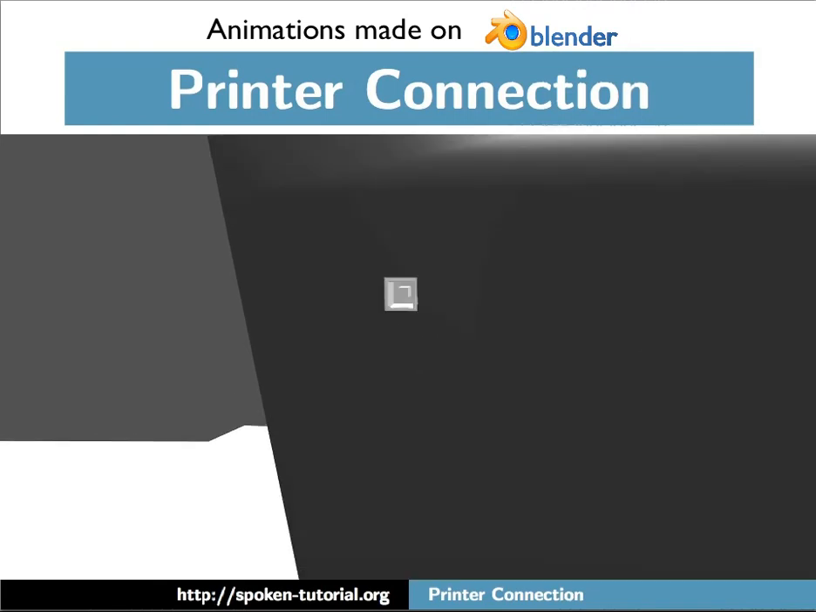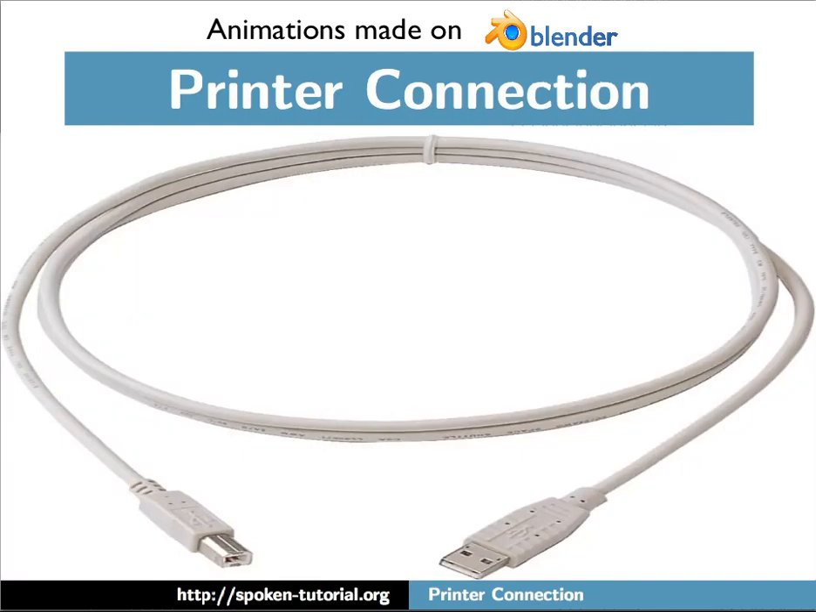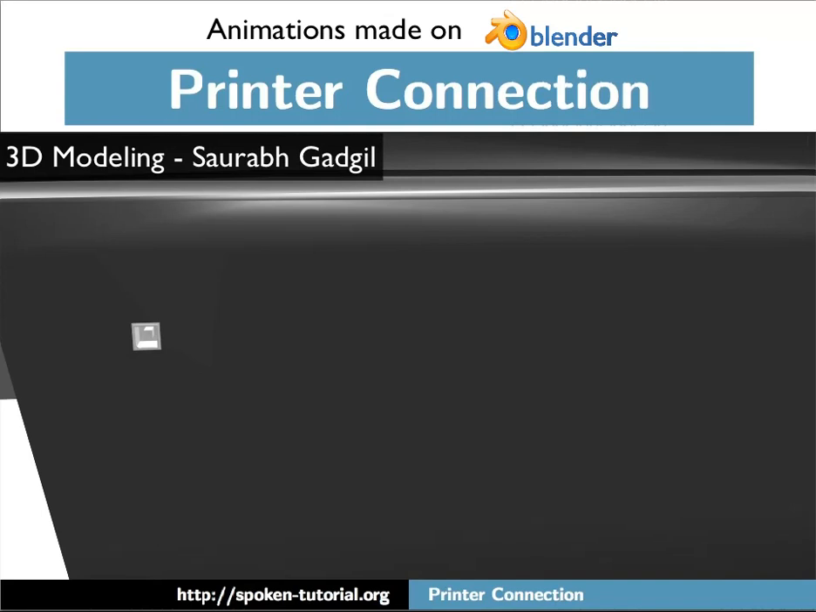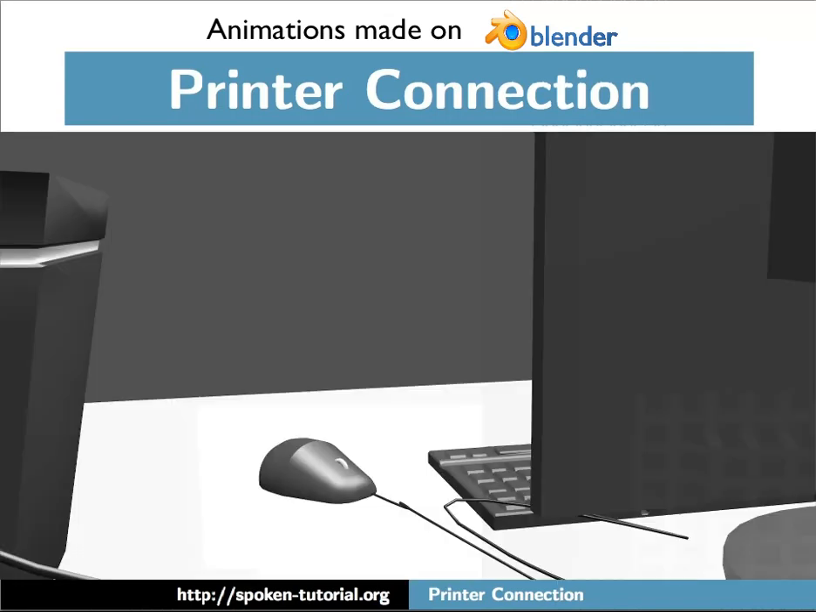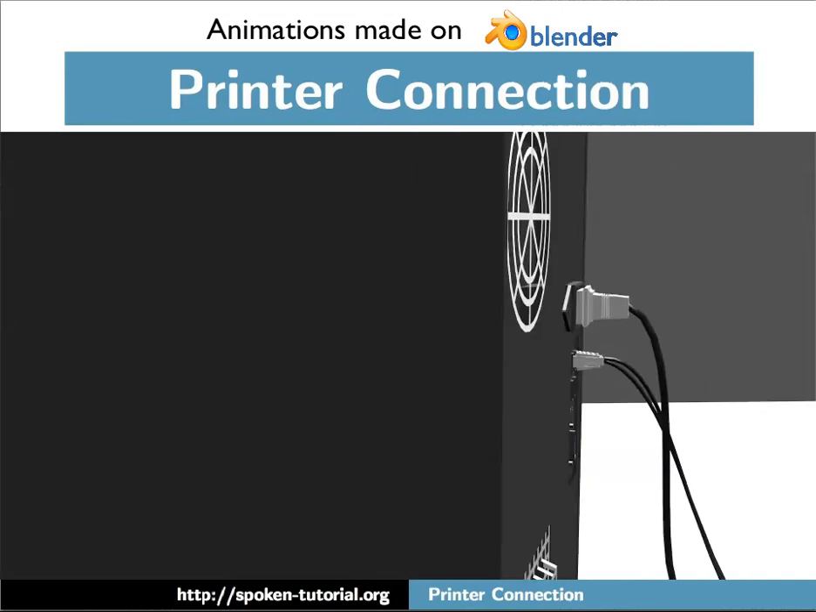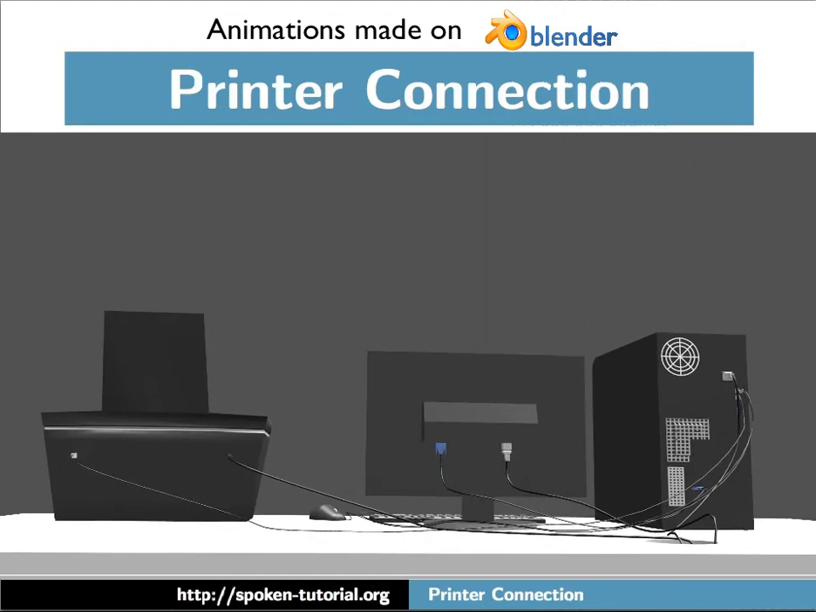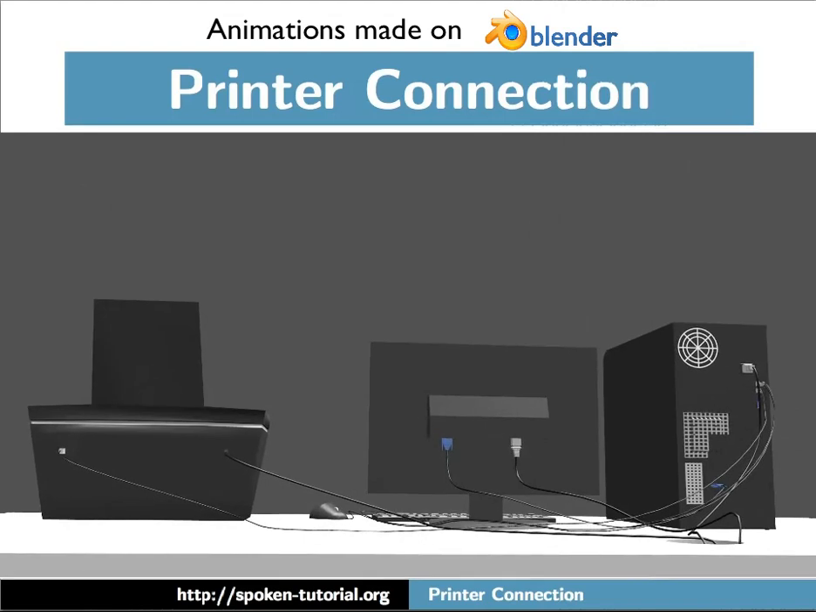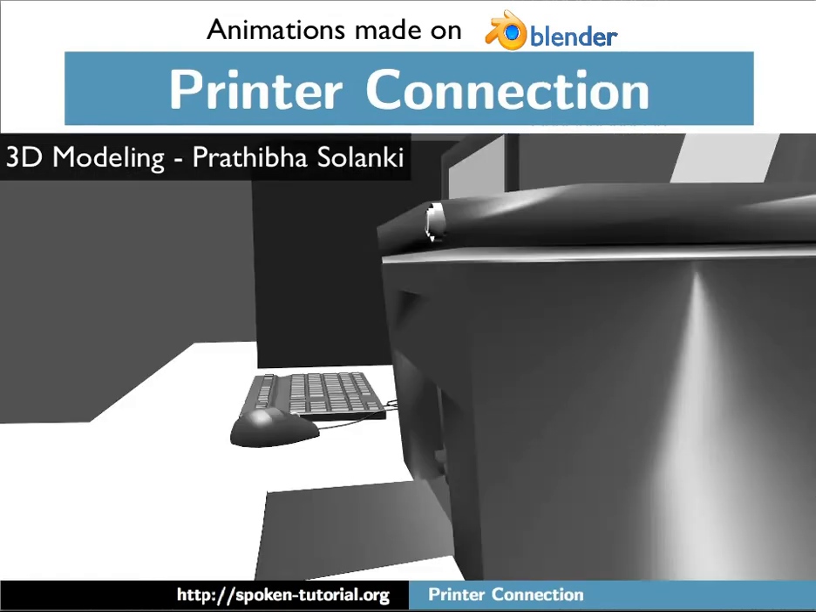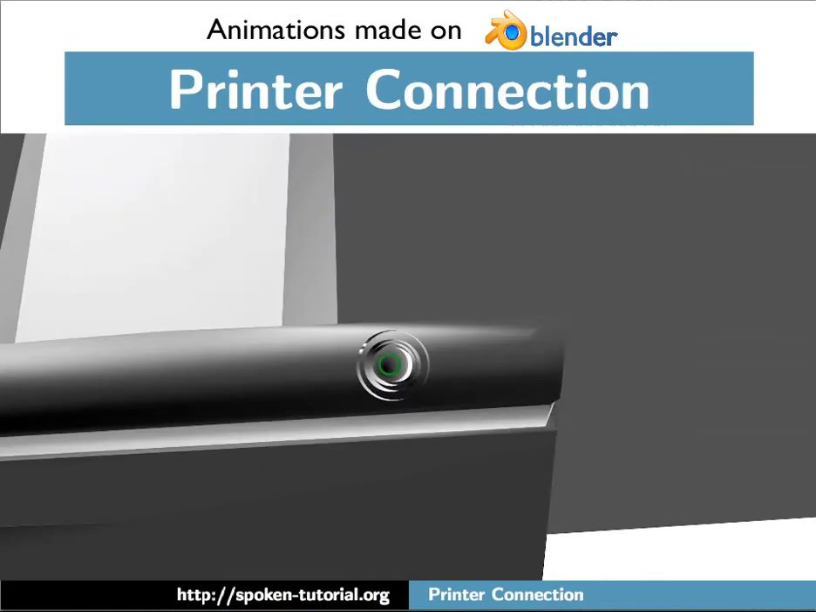To connect a printer to a computer, we have to use a USB cable. Let's connect the USB cable to the printer. Now, let's connect the other end of the cable to the CPU's USB port. Now our printer is connected to the computer. Switch on the power button on the printer. Now let's configure the printer using our computer.